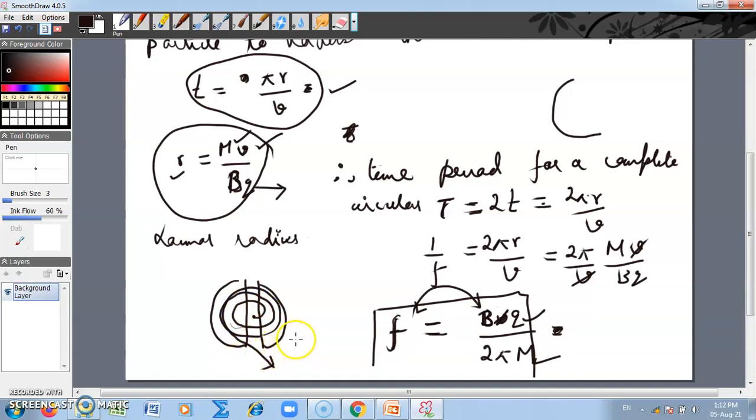Now a cyclotron has got many advantages in relation to the linear accelerator, and I'll share those materials. Please go through the materials.